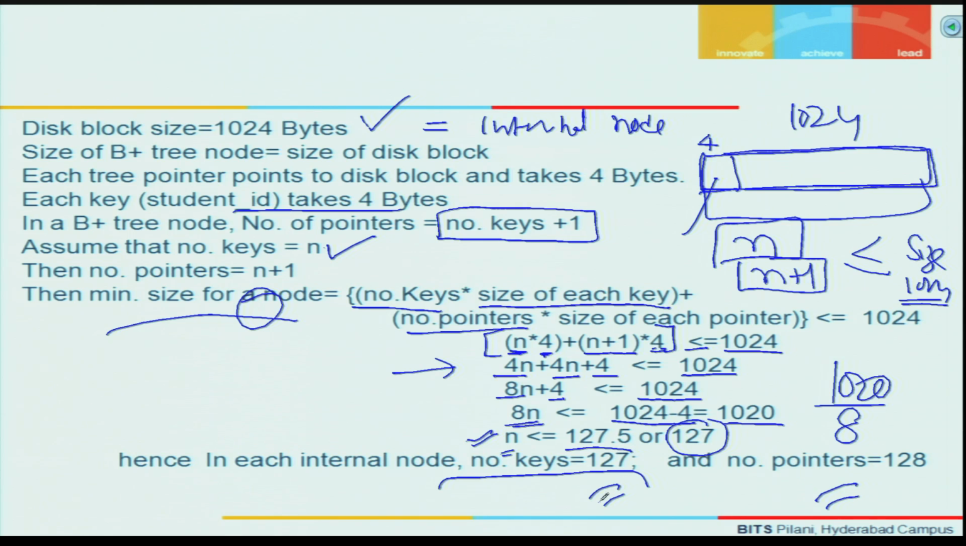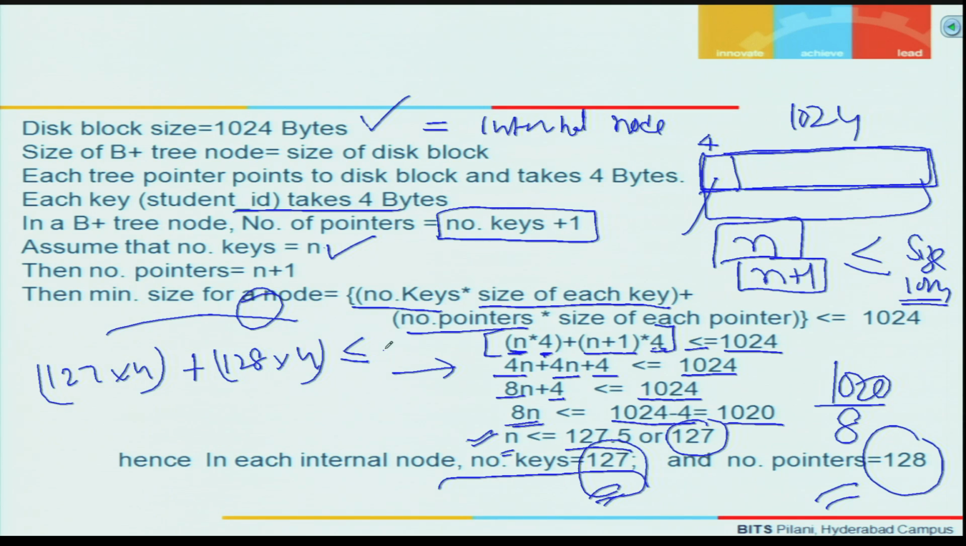Hence I have 127 keys and then 128 pointers in each internal node. If you calculate 127 into 4 plus 128 into 4, this will definitely be less than or equal to 1024. Hence this is the best possible situation: I can accommodate 127 keys and 128 pointers in this B plus tree node. This is how we can design the internal node structure for a B plus tree.